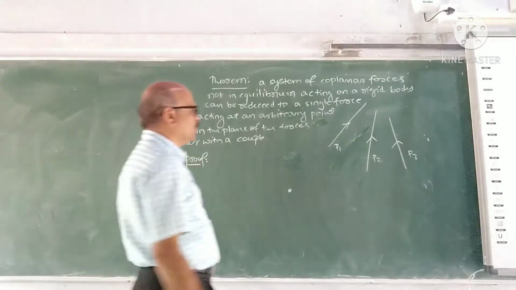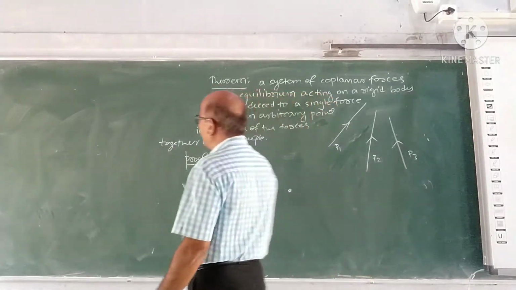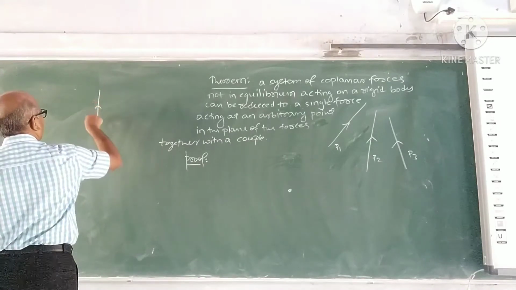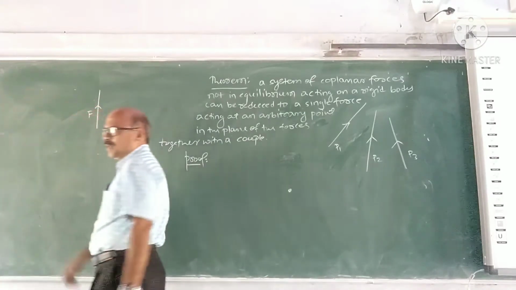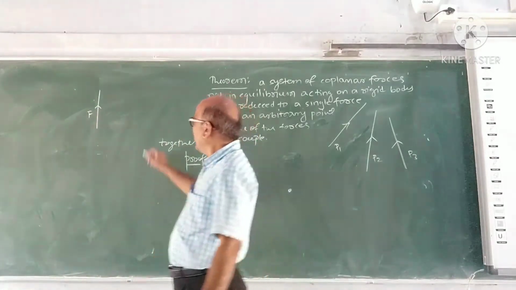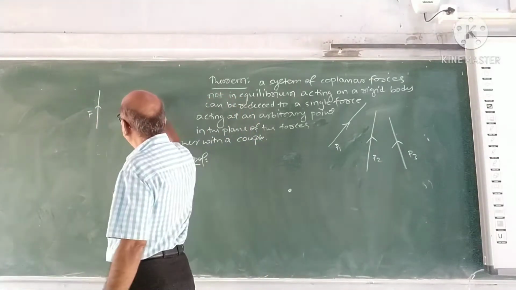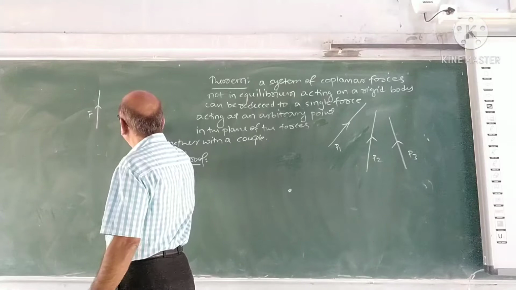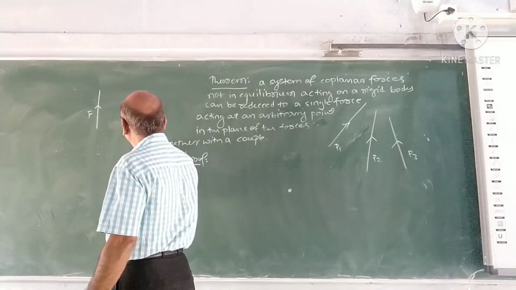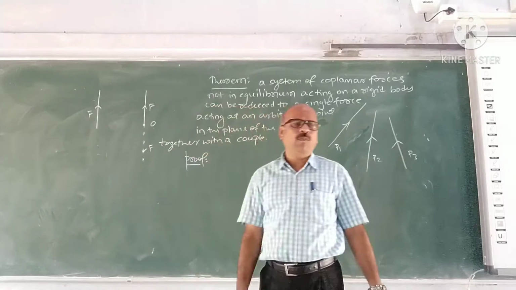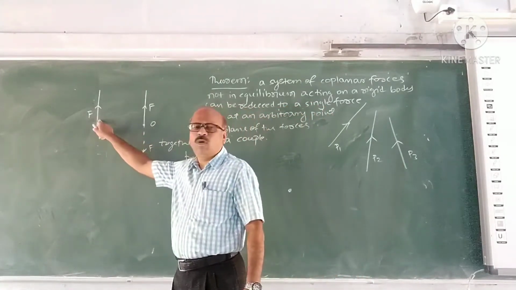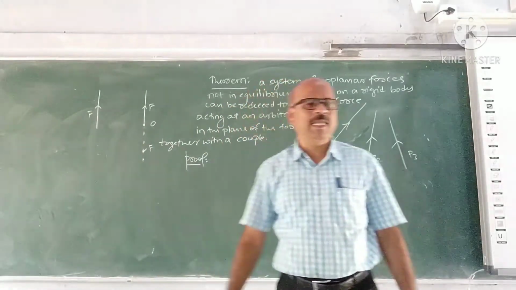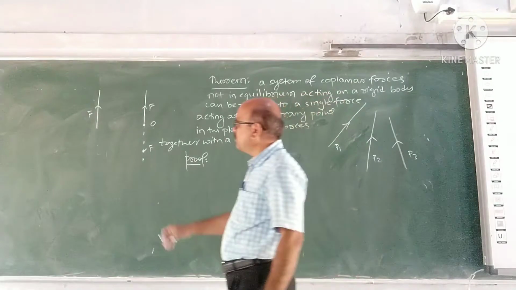Now this is the generalization of the previous theorem. In the previous theorem, what you have proved? You have proved that a single force F can be replaced by an equivalent parallel force F at an arbitrary point O together with a couple of moment equal to moment of the original force about that point. This you have studied in the last theorem. How do you do that one?